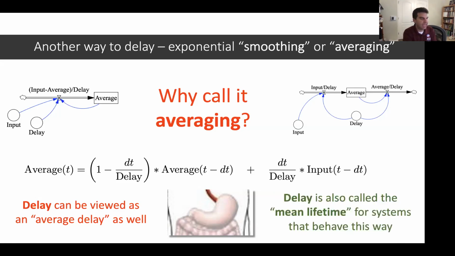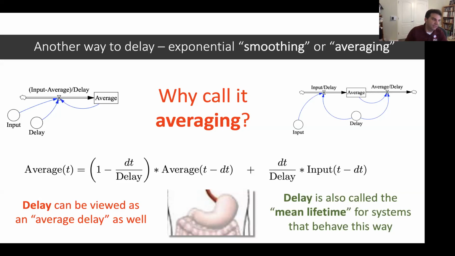So in this case, sometimes people, instead of using the term delay, use the term mean lifetime. It's the idea that the food is in the stomach until it gets digested, and when it gets digested, it sort of dies. So if the food in your stomach is a population, you can ask how long that population lives.